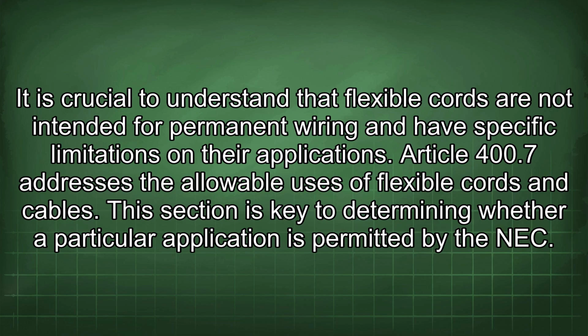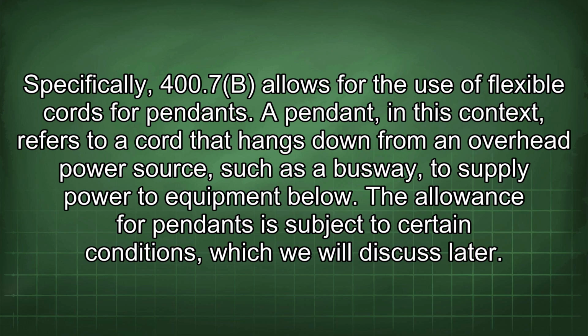Article 400.7 addresses the allowable uses of flexible cords and cables. This section is key to determining whether a particular application is permitted by the NEC. Specifically, 400.7(B) allows for the use of flexible cords for pendants. A pendant, in this context, refers to a cord that hangs down from an overhead power source, such as a busway, to supply power to equipment below. The allowance for pendants is subject to certain conditions, which we will discuss later.